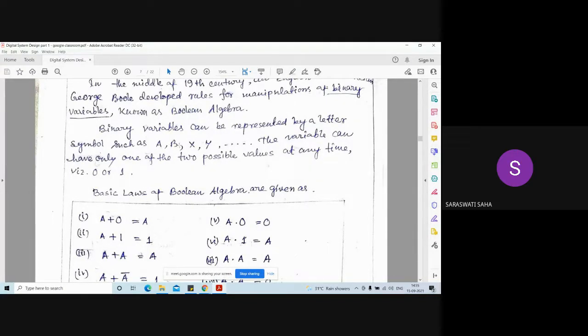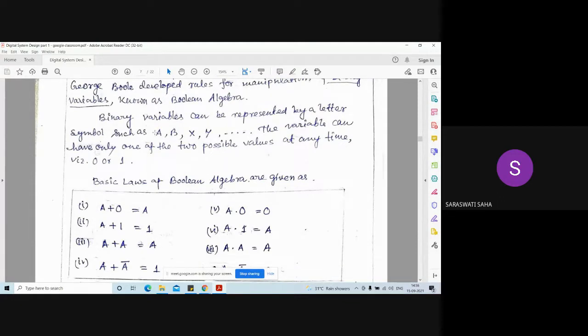So what is Boolean? Actually, in case of logic gates, the inputs are known as Boolean variables. You can use alphabets in capital letters or in small letters, but you should take alphabets only, as input as well as output. For example, A, B, X, Y. These variables can have only one of two possible values at any time. What are these two possible values? In digital systems, you know, it follows a binary number system. So any variable can take only two distinct values, that is 0 or 1. And such variables or such symbols are known as Boolean variables.